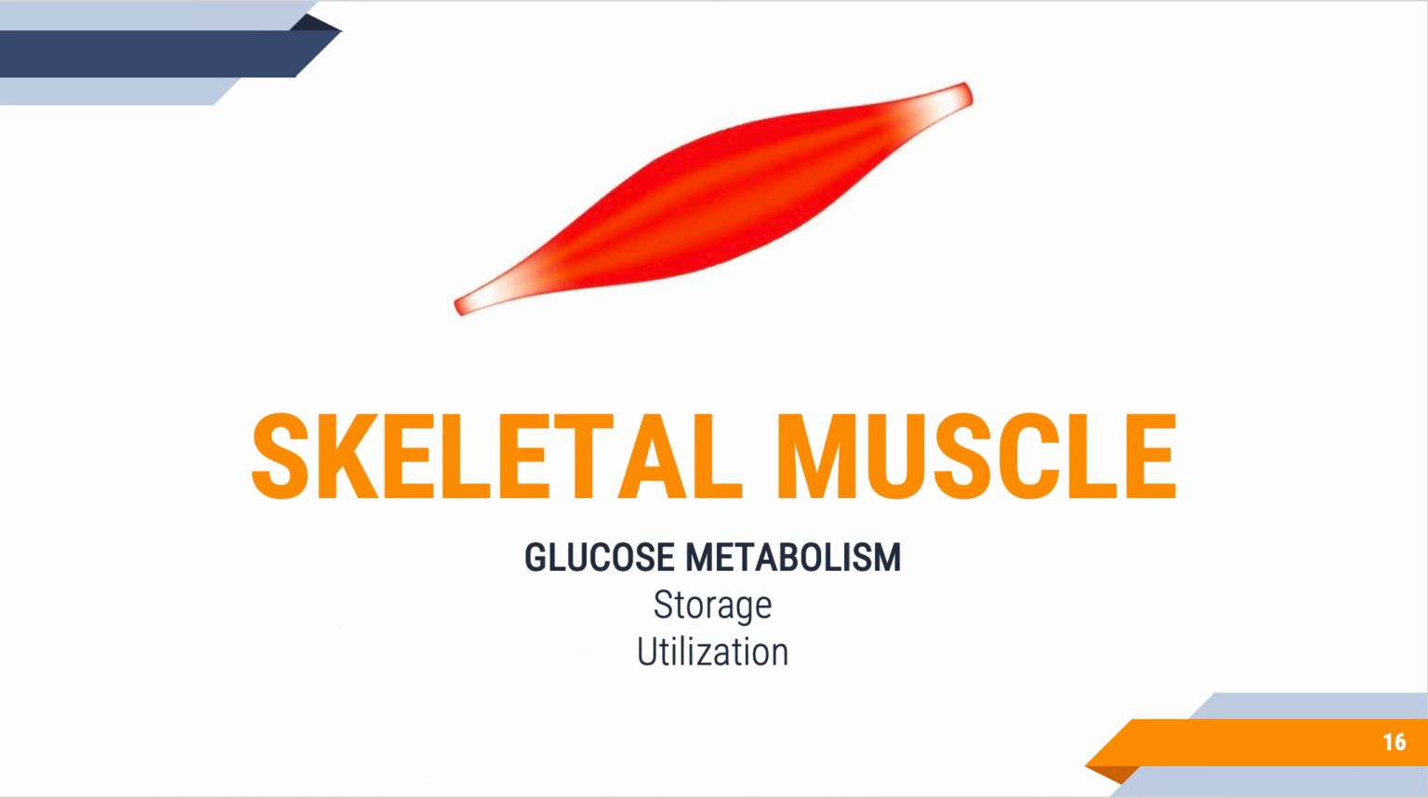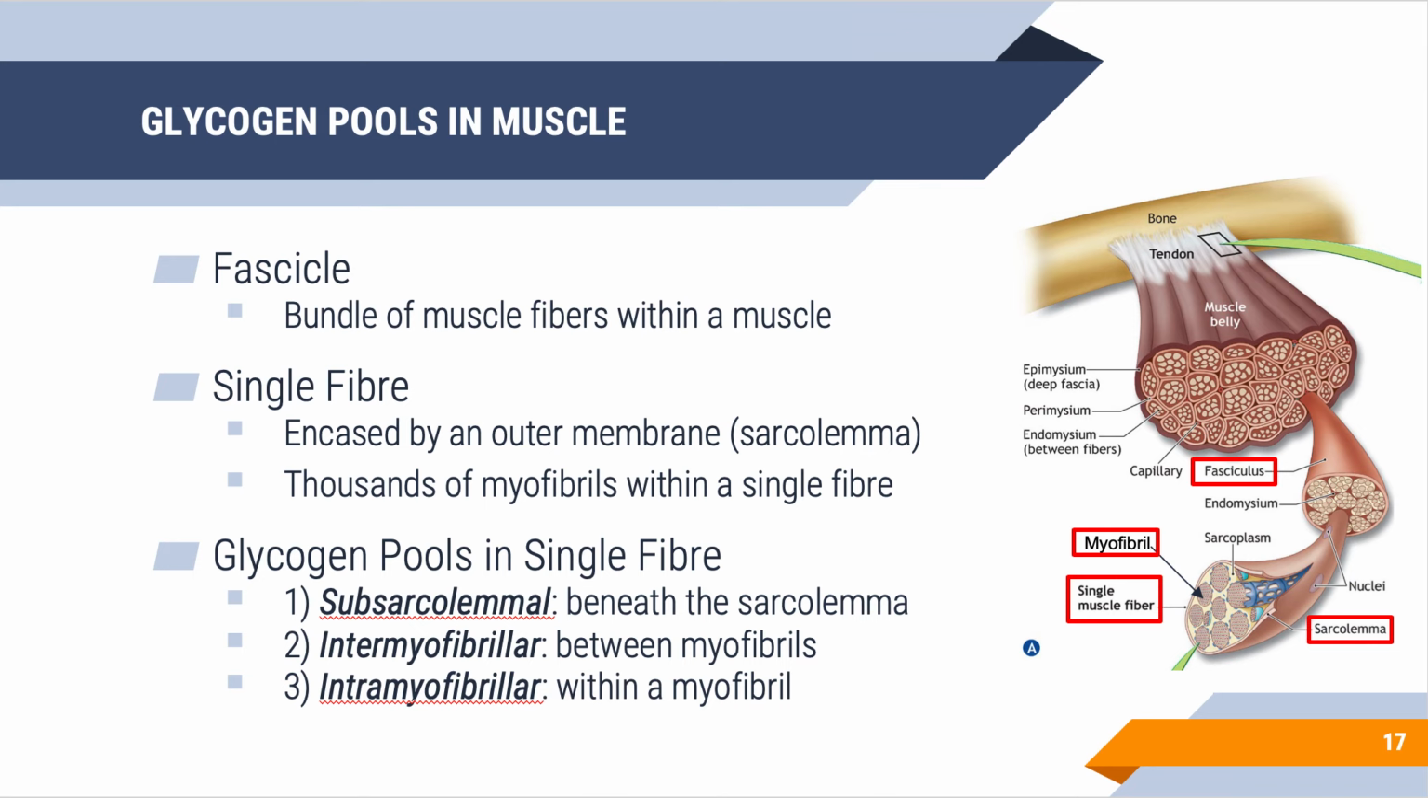So now moving into skeletal muscle, talking about glucose metabolism, specifically storage and utilization. The first thing we need to talk about are the specific glycogen pools in skeletal muscle. It's a little bit of an oversimplification to say simply that glycogen is stored in skeletal muscle. This is true, but we can actually have specific regions in which glycogen is stored. So this is a bit of a throwback to muscle physiology.